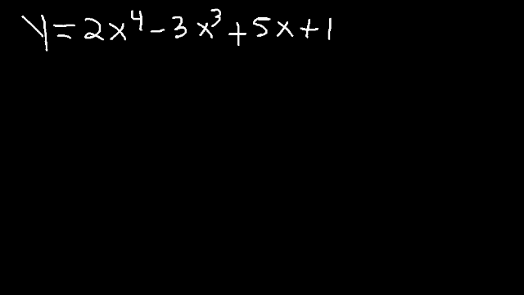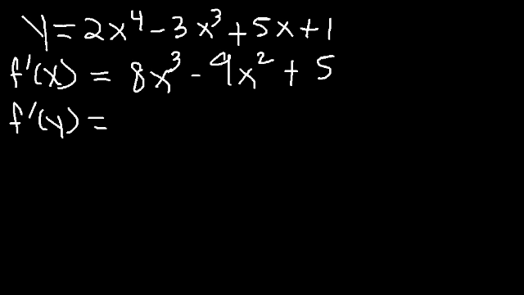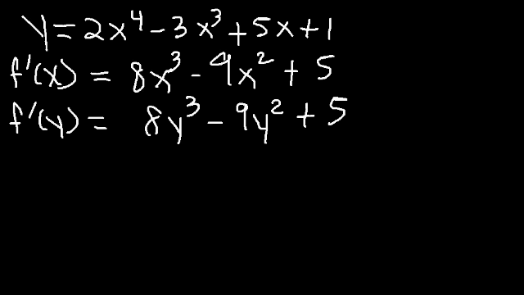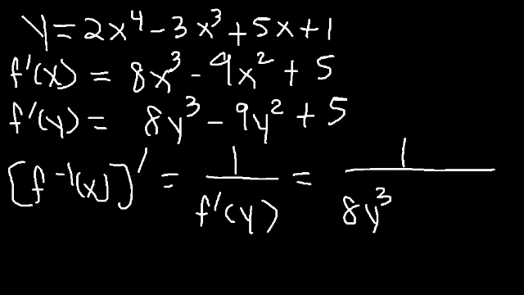So the first thing we're going to do is find f prime of x. The derivative is 8x cubed minus 9x squared plus 5. Now in terms of y, if we switch it, this is going to be 8y cubed minus 9y squared plus 5. So the derivative of the inverse function is 1 over f prime of y. So it's going to be 1 over 8y cubed minus 9y squared plus 5.